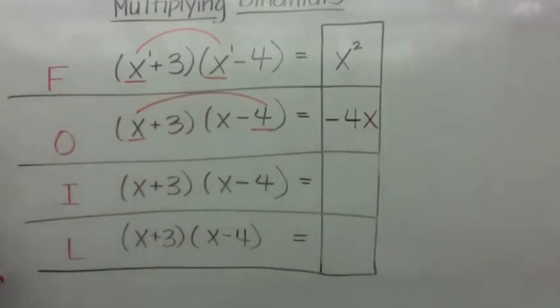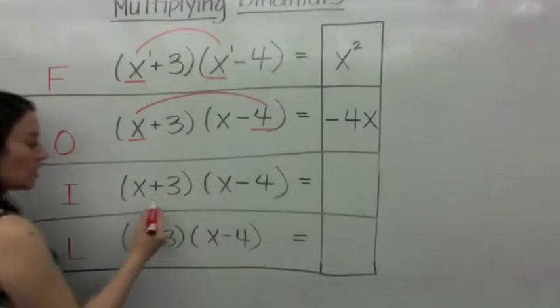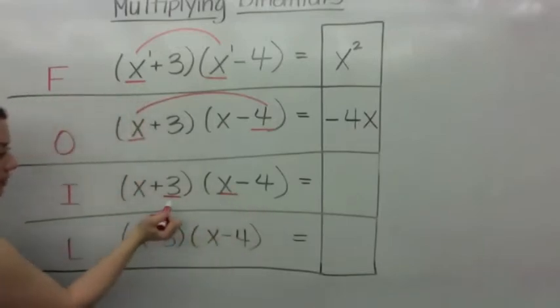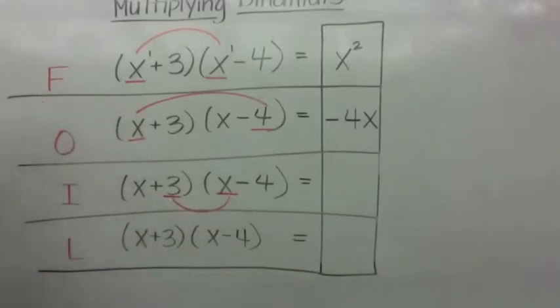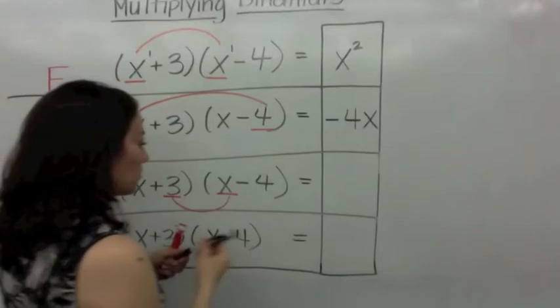Okay, now the inner terms. What are the inner terms? Do you remember? Okay, they're on the inside. So the inner terms, you're going to start with 3 and x, and you're going to distribute underneath. So what is 3 times x? Put them together. 3 and x make 3x. That's right. Positive 3x.